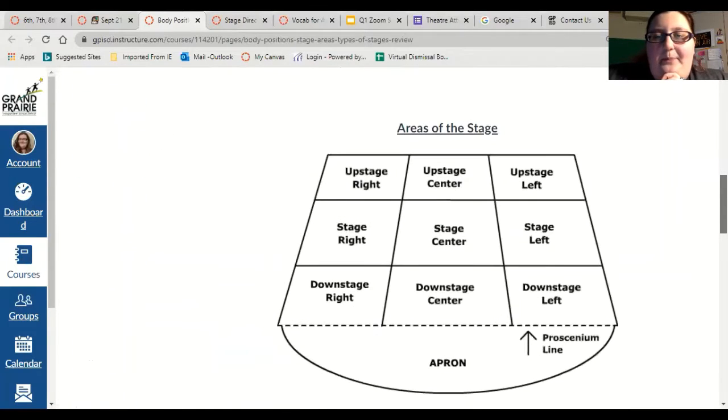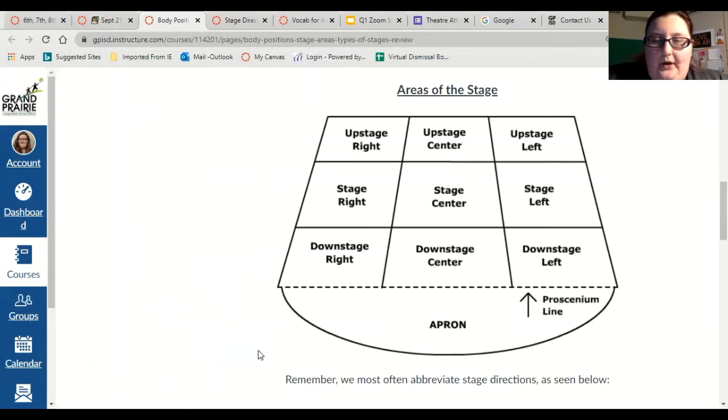So these are the basic areas of a stage, and these are what we use for our stage directions. Now, this part down here on the apron is where the audience would sit. So the audience would be looking this way, looking the same direction as this arrow, all right? Your actors would be here facing the audience. You may notice that this says left and this says right, even though they're flipped. That's because you, the audience, are not the ones who are using the directions.